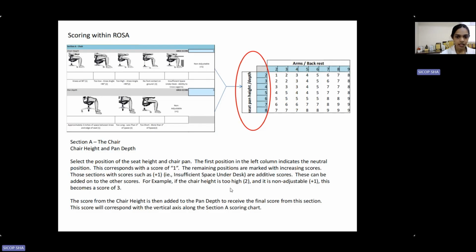For example, if chair height is too high, 2, and if it is non-adjustable, +1, then the score becomes 3. The score from the chair height is then added to the pan depth to receive the final score from this section, and it will correspond with the vertical axis along the section A scoring chart. So we can see that the seat pan height is on the vertical axis. So from here, adding both the scores, we will get over here.